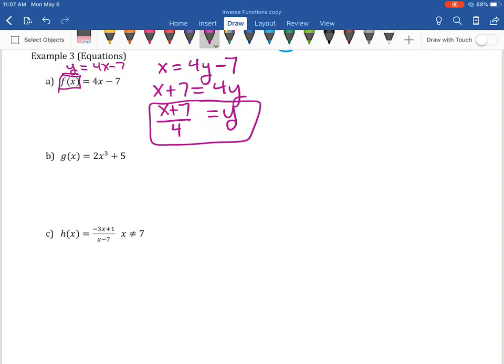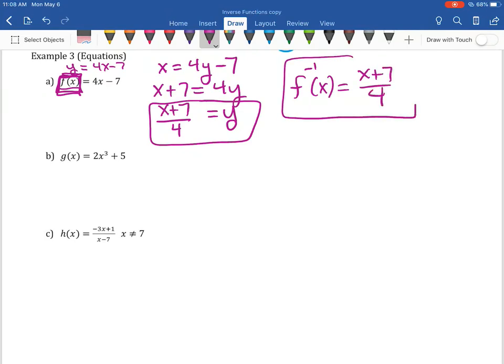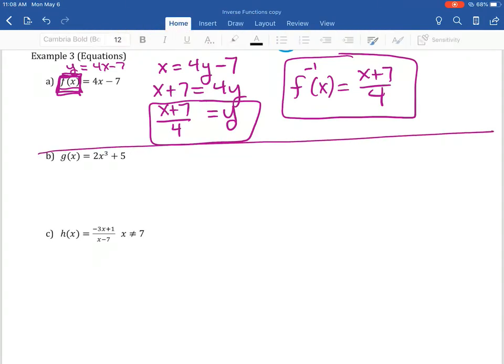Now, when I write it using inverse notation, because f is the name of my function, I'm going to write it as f inverse, like this. So this is my inverse using inverse notation. Okay, next example.